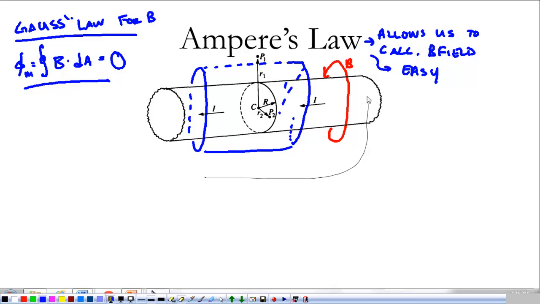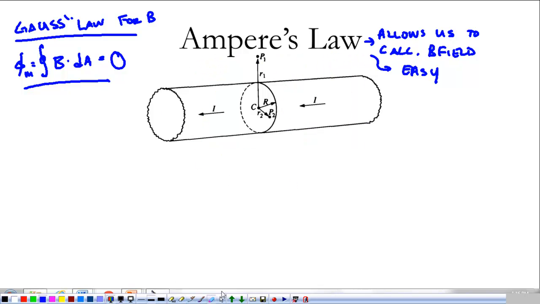Now, since we can't use Gauss's law, we're going to use Ampere's law. Ampere's law has to do with a line integral. So we have a closed loop, and it's the line integral of the magnetic field with respect to that length. That's going to be equal to mu0, or permeability of free space, times the enclosed current. That's all there is to Ampere's law.